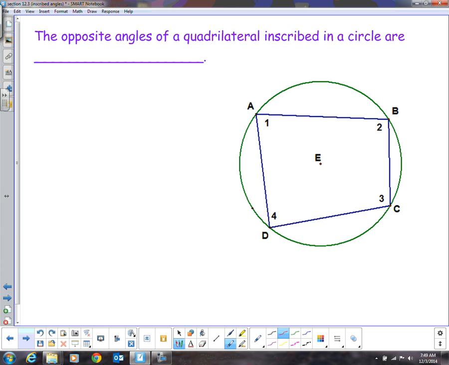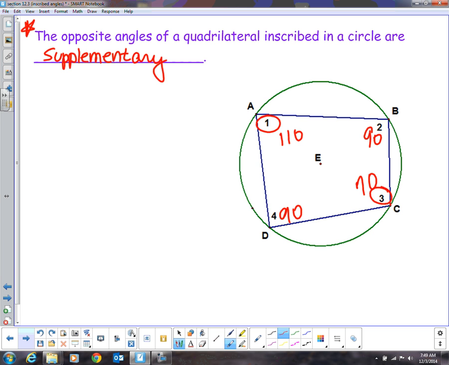All right, you're going to need this tonight. It's in your book. Opposite angles of an inscribed quadrilateral, meaning angle 1 and angle 3, are going to be supplementary. What does supplementary mean? They add to 180. So if angle 1 is 110, what is angle 3? 70. If angle 2 is 90, what's angle 4? 90. So you'll need that.